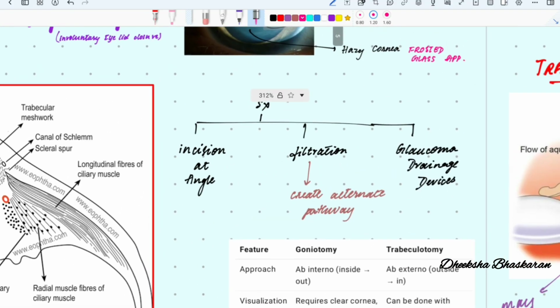Treatment. Medical treatment with drugs is not definitive and it's very temporary. You could control the IOP till the surgery happens, that's all. And some anti-glaucoma drugs are contraindicated in children. So we do not prefer medical treatment as a mainstay treatment. Surgery is the mainstay treatment.